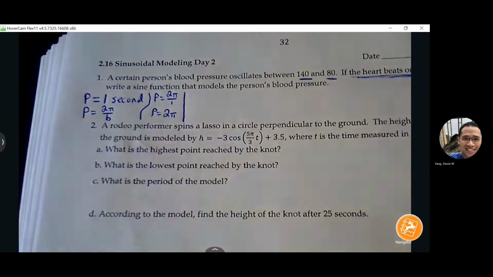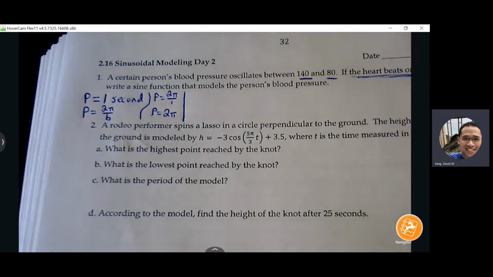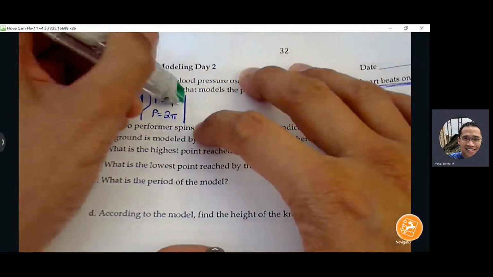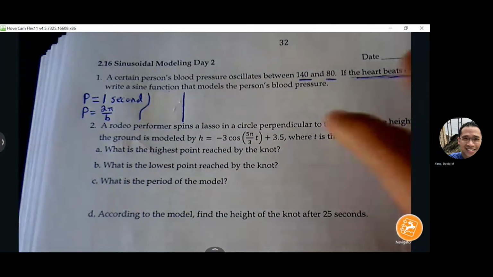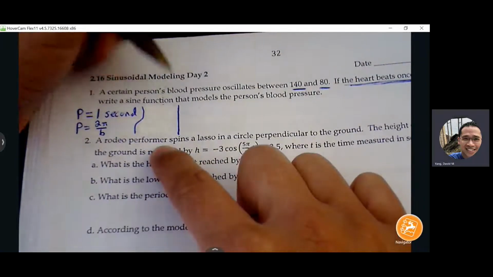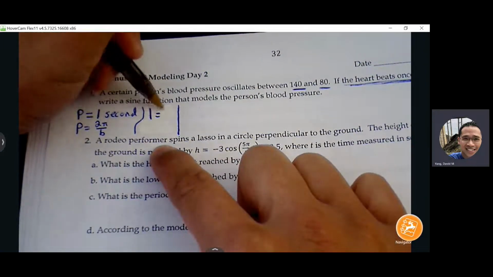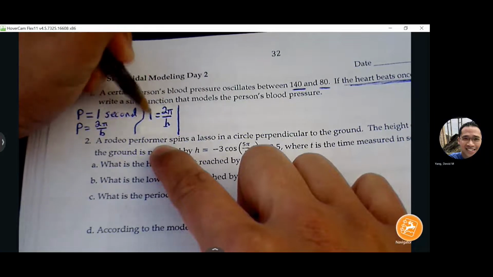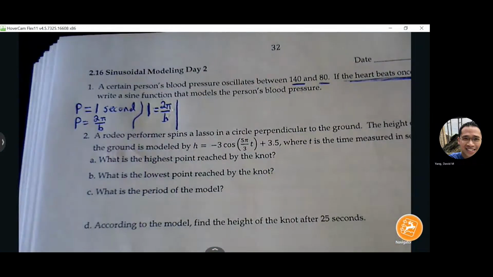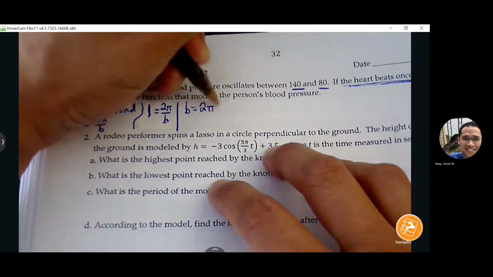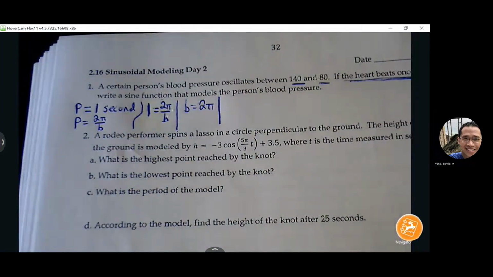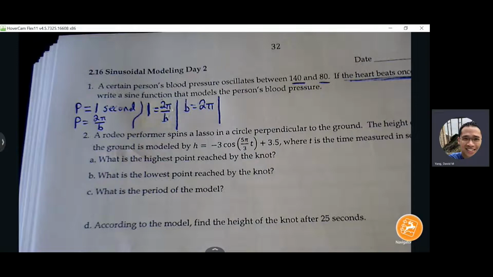Oh, my bad. Period is 1, right? Yeah, I messed up. Sorry. So period is 1 second. So 1 is equal to 2 pi over b. Cross multiply. Sorry about that. I replaced 1 for b instead of for period. Okay, so b equals 2 pi.